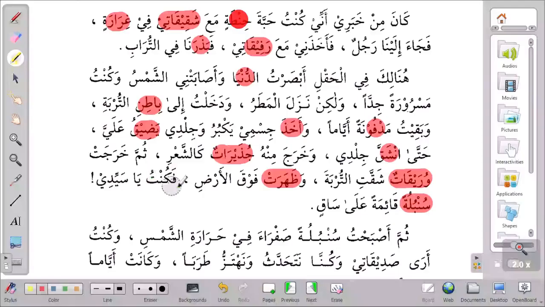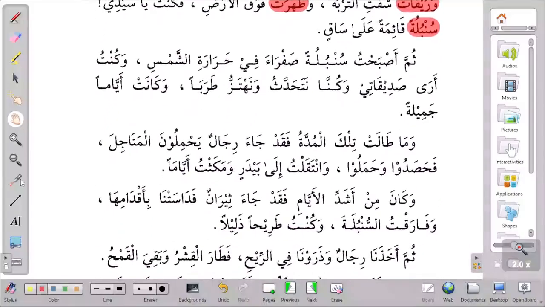So he says, fakuntu ya sayyidi sumbulatan qa'imatan ala sukin, standing on a stem. The sak is the stem. When it is used for a human being, it means the leg. So I can say sakul mar'a, the leg of the woman, or sakul rajul, the leg of the man. So sak, when used in plant terminology, is the stem, but in human terminology, it is the leg.